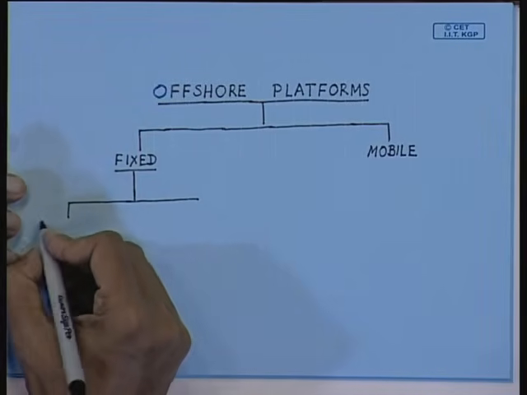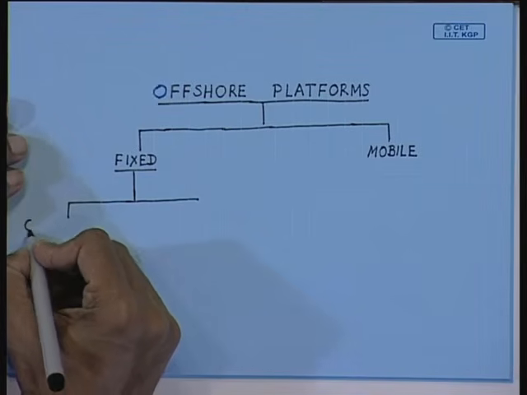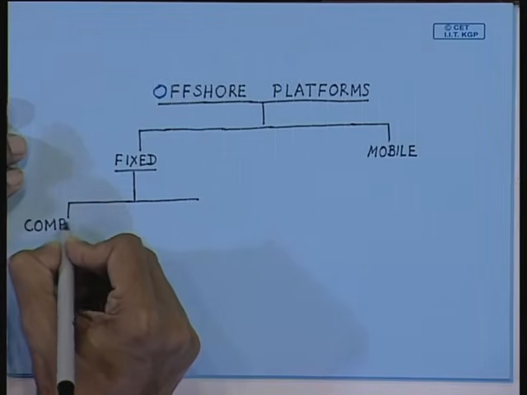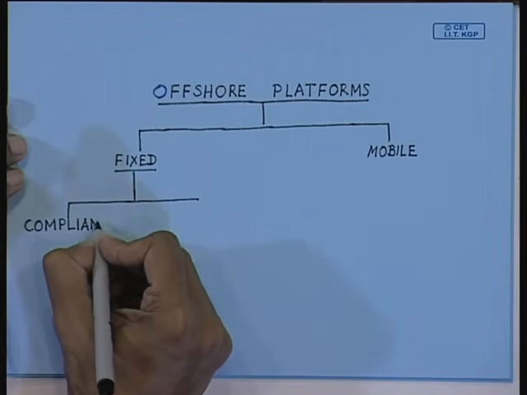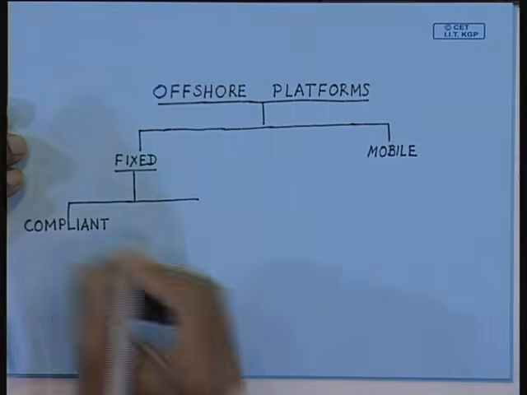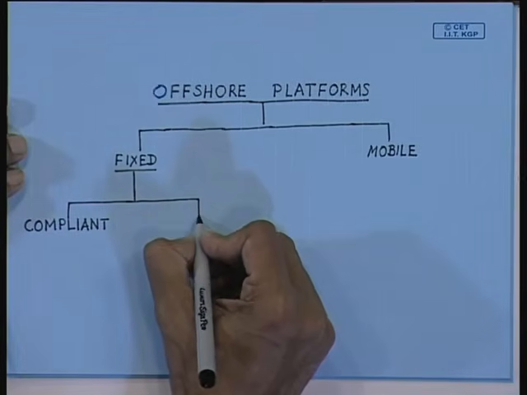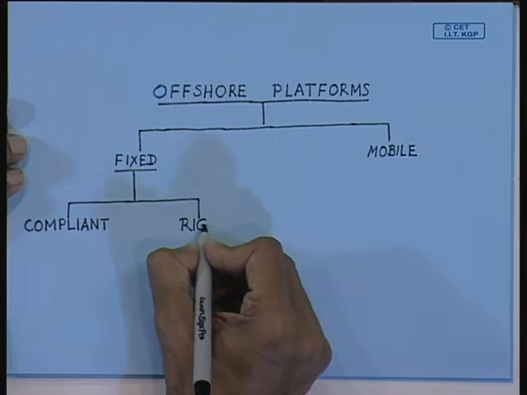Fixed is basically they have their base connected with the seabed. We will discuss the compliant category. Compliant means the structure complies with the external load. So the other one does not comply, it is called rigid.